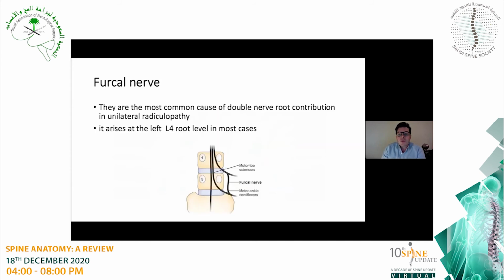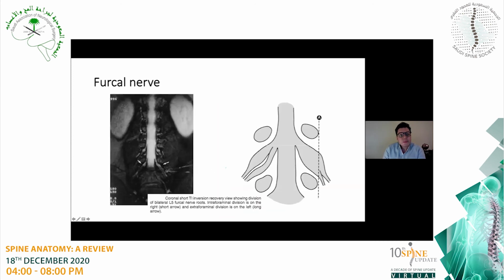They are the most common cause of double nerve root contribution in unilateral radiculopathy. If we have compression of the traversing nerve root or exiting nerve root, as we see the L4 and L5 here, L5 causes motor toe dorsiflexion, and L4 causes the ankle. But in this picture, compression of a single nerve fiber will cause double pathology.